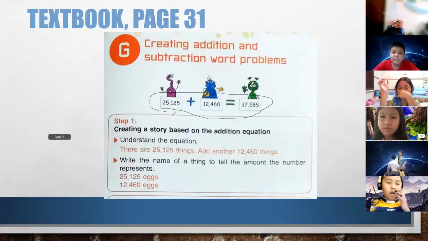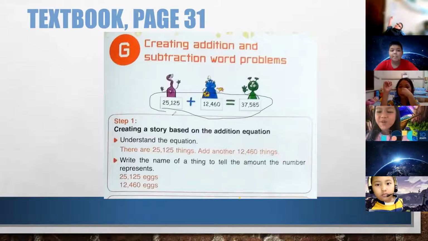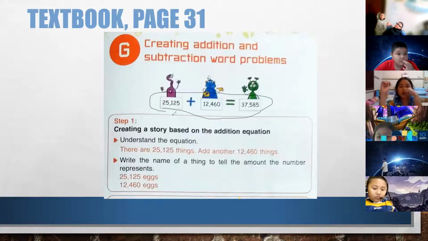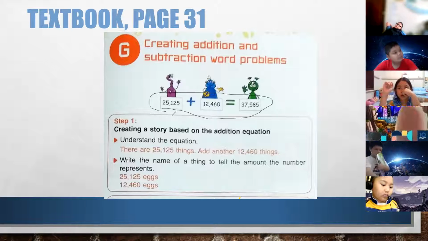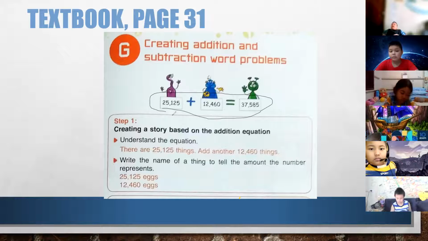So step one, creating a story based on the addition equation. You need to understand the equation. Number two, you need to write the name of a thing to tell the amount the number represents. So in our example, there are 25,125 things and another 12,460 things. So you can think of anything, in our example, eggs, for example.